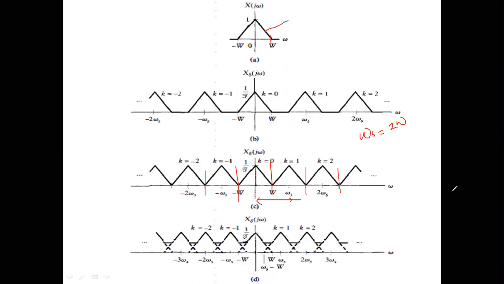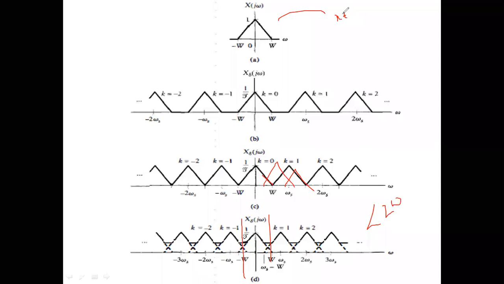If I take my sampling frequency here less than 2W, then what's going to happen? The triangles are going to overlap. You can see here, the triangles have overlapped. So what happens with that, by the way? What is the actual idea? You take the continuous time signal and convert it to discrete, right?